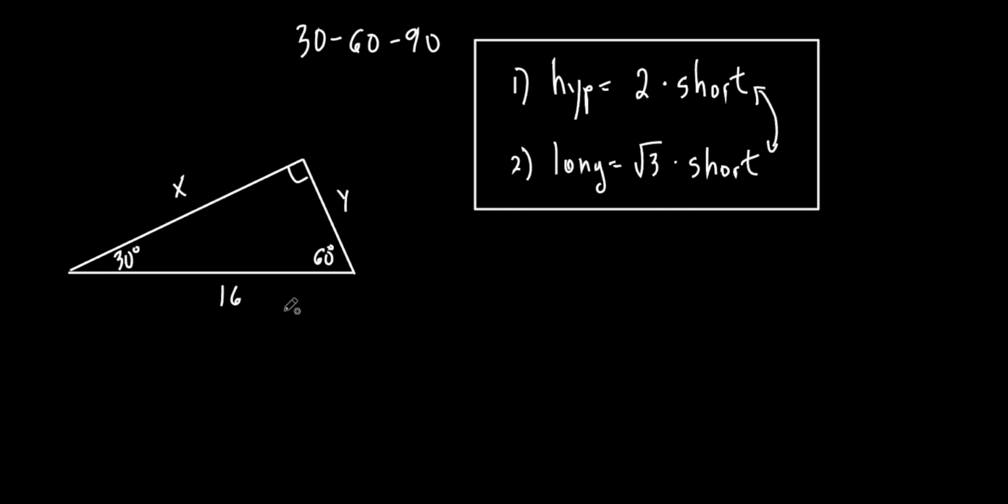So let's find the short side. Well, I know the hypotenuse is 16. So 2 times what? The short. Which one's the short here? This one is y. This time the x and y are not the same, are they? They are different. One's short, one's longer. So there we go. Divide both sides by 2. Y is 8.